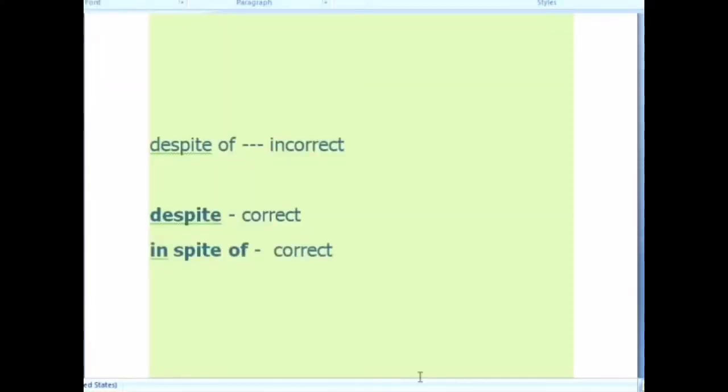Now, a common mistake that I usually come across is adding the preposition of to despite, making it despite of. This is incorrect. You don't say despite of, but instead you say in spite of or despite. Now, despite of is incorrect. There is no such word as despite of, but rather you say despite or in spite of.